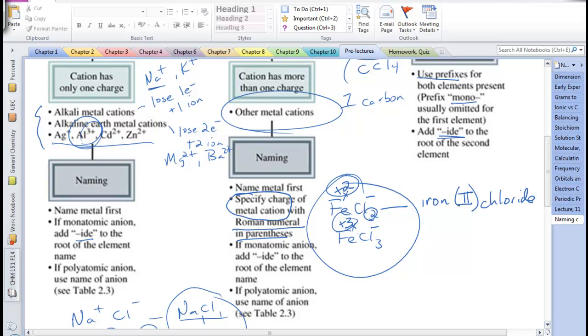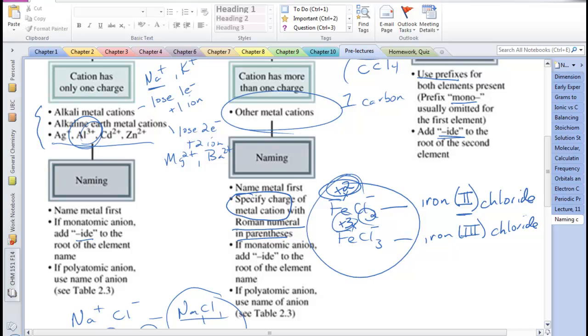Now, the 2 is not specifying the 2 on the chlorine. It's specifying this +2 charge. And I'll show you an example where you'll see that you're actually not specifying the subscript, because this one, you might think, wait, it looks the same as the subscript, because this one's going to be iron(III) chloride.